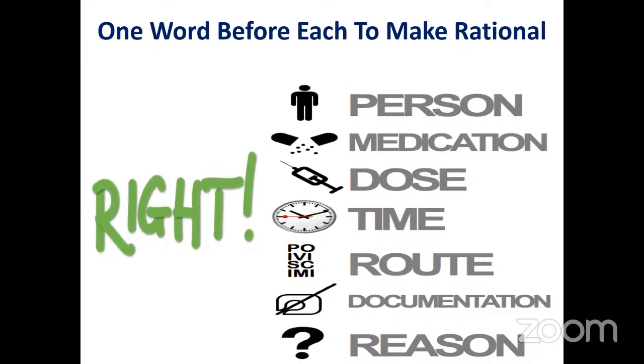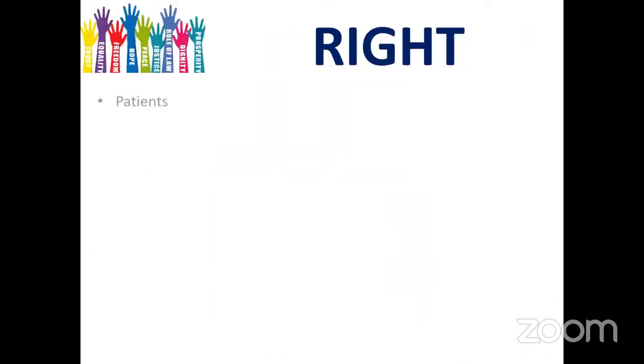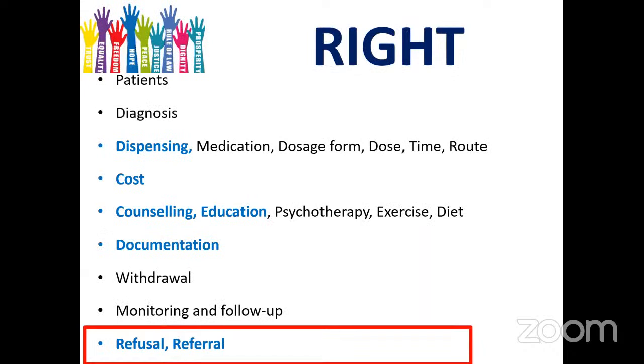So all these, if you can. In the beginning, I told you to drive on the left, prescribe on the right, and dispense at the extreme right, because dispensing is more of a guarantee that the patient will take the medicine. Because of this, pharmacists become very important. So know the rights: right patient, diagnosis, dispensing, cost, counseling, documentation, and refusal also.